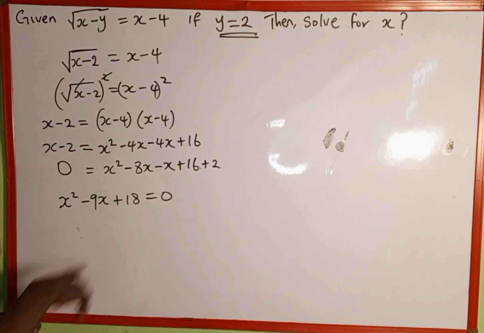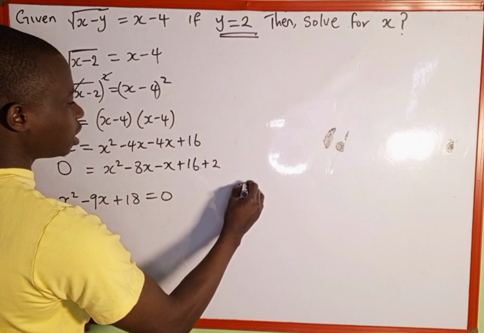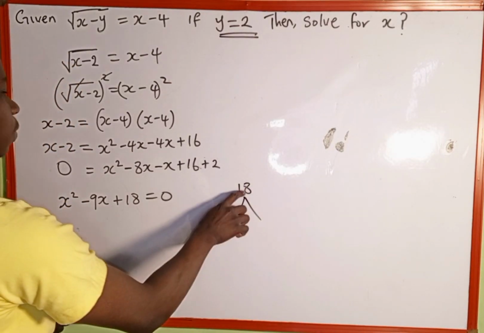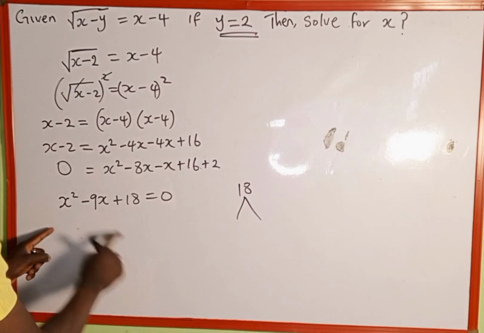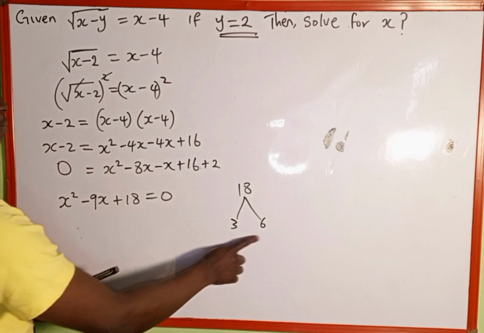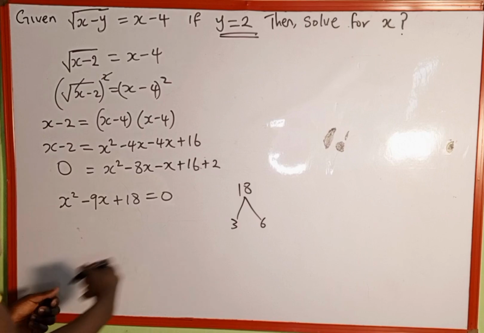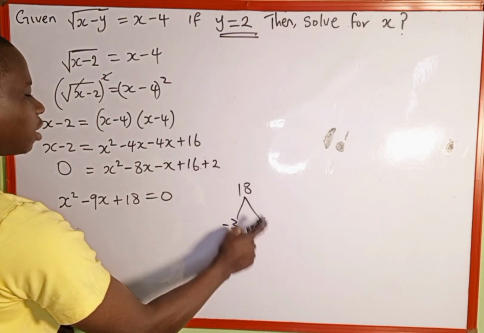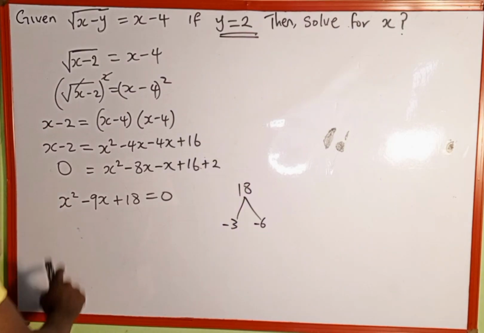In the factorization method, what we are going to consider is this constant 18, since the leading coefficient is 1. So we consider this 18, then we look for two factors of 18 such that when we multiply, we get 18, and when we add, we get negative 9, which is the middle coefficient here. So 3 and 6 are factors of 18. 3 multiplied by 6 gives us 18. 3 plus 6 gives us 9, but we are looking for negative 9. So we add negative here, so that negative 3 multiplied by negative 6 gives us positive 18, and negative 3 plus negative 6 gives us negative 9.